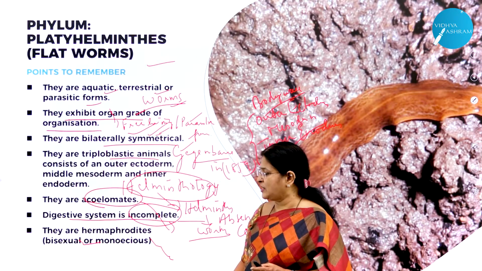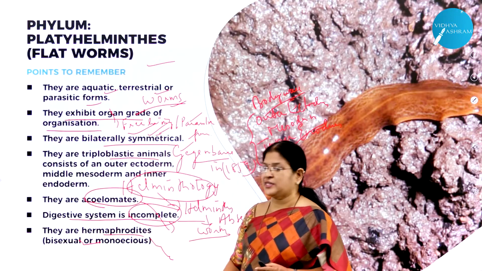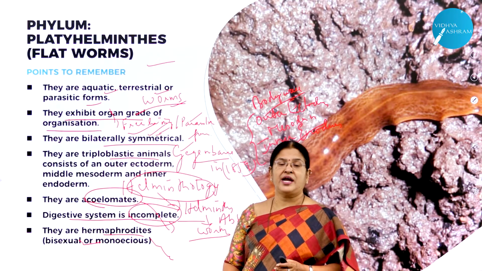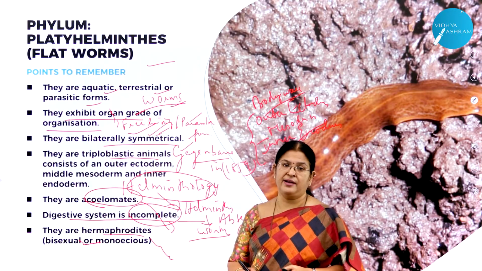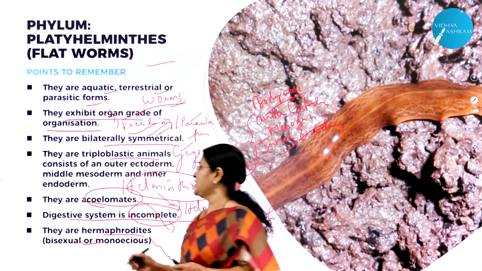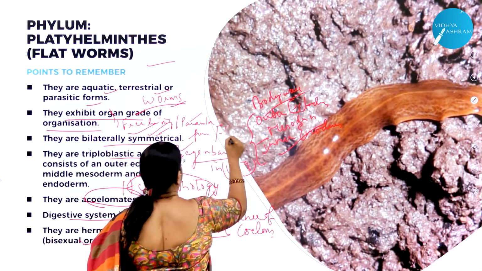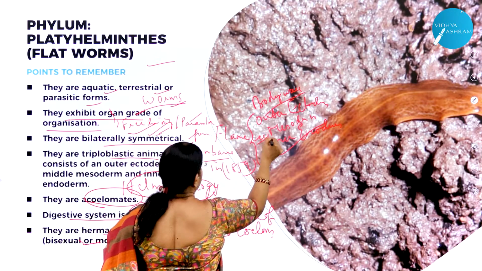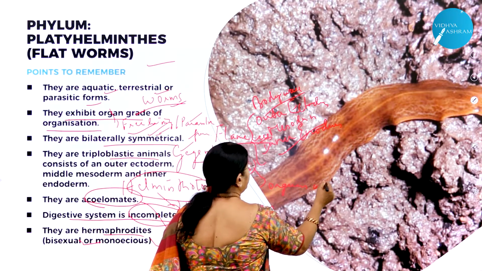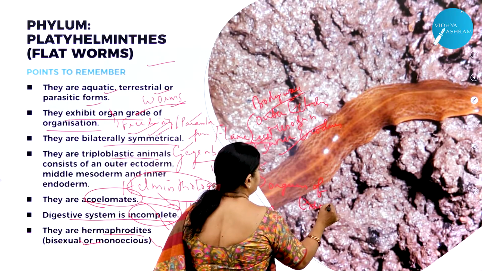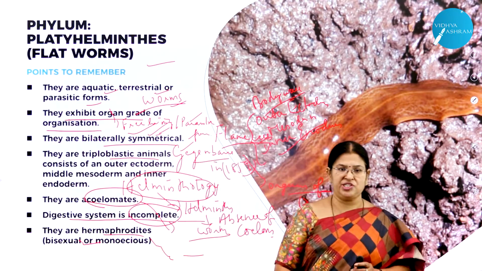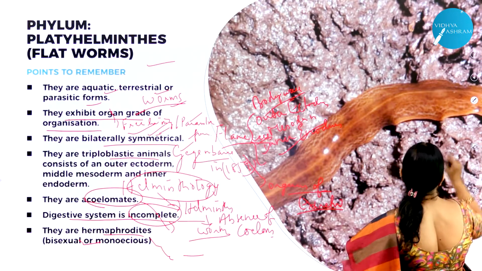Digestive system is incomplete. They are hermaphrodites, that is bisexuals. Usually they are bisexual, and fertilization is internal, and very important, they have specialized cells called flame cells, which are the organs of excretion. Organs of excretion. So let us go through one by one once again.